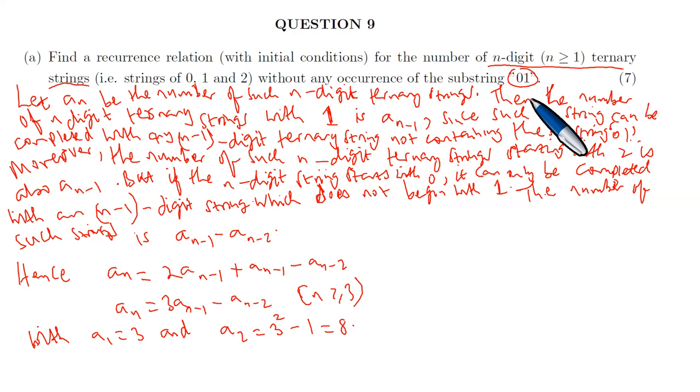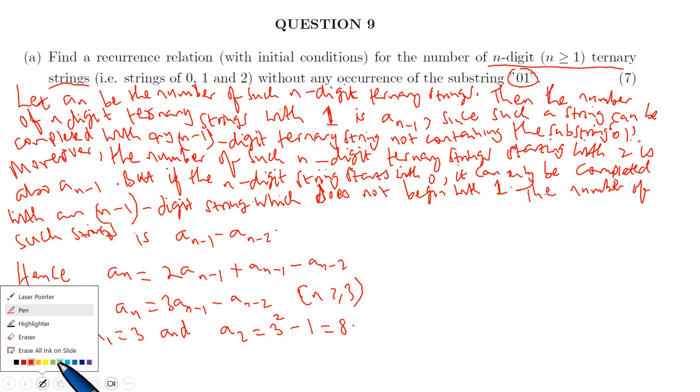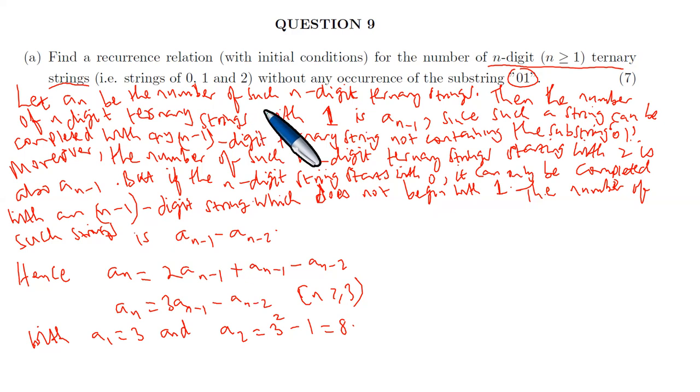I want to add this one here. So we're saying, therefore, the number of n-digit strings which start with one, if it starts with one, we can complete it with an n minus 1 digit string. Okay. But now there are those strings that start with one, those that start with two, because either the string starts with one or two or zero, because we're dealing with ternary.